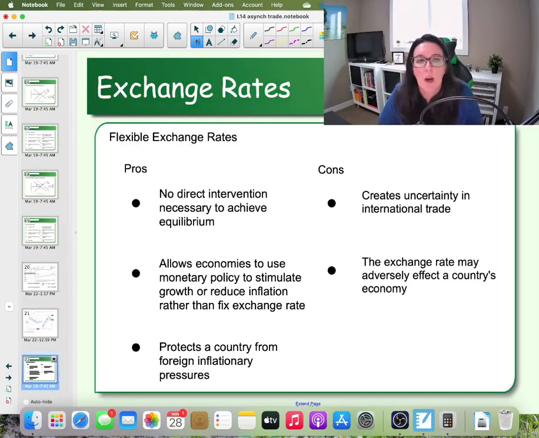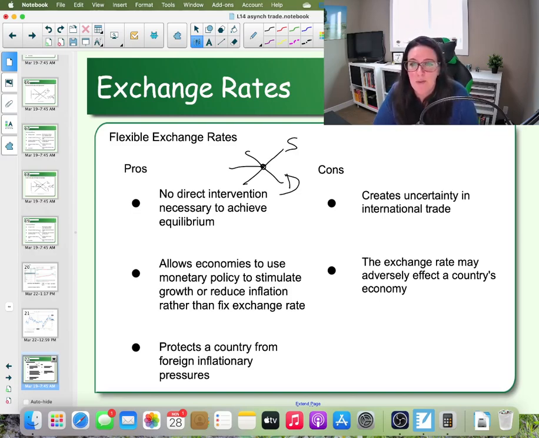Lastly, we want to look at what are the pros and cons of having a flexible exchange rate. So if you are truly a flexible exchange rate and not a managed float, there's no direct intervention necessary. It is supply and demand that will set the value of your currency. It doesn't require you to sacrifice your monetary policy in order to maintain it.